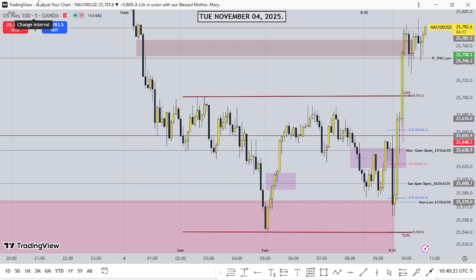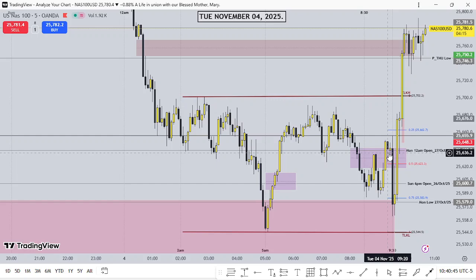So okay, I got those levels from where? 2 a.m. to 5 a.m. And you can see that now this area here, price has not traded into it at the time of the 9:30 price action. Can you see? 9:30. So I wanted to trade the 9:30 price action. That's what I wanted to trade.